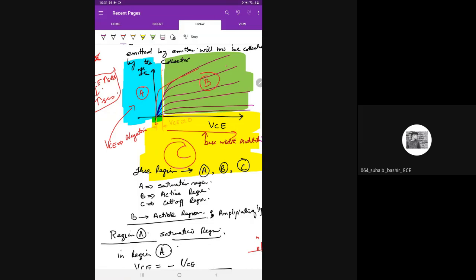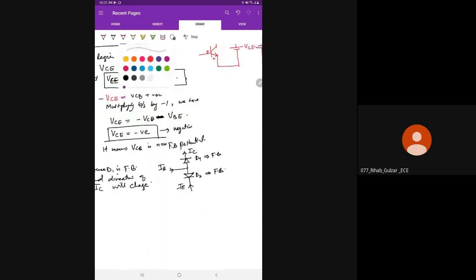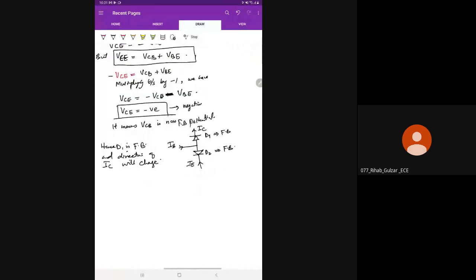Rehab, is region C the active region? No, sir. It is the cut-off region. Okay, so region C is the cut-off region.